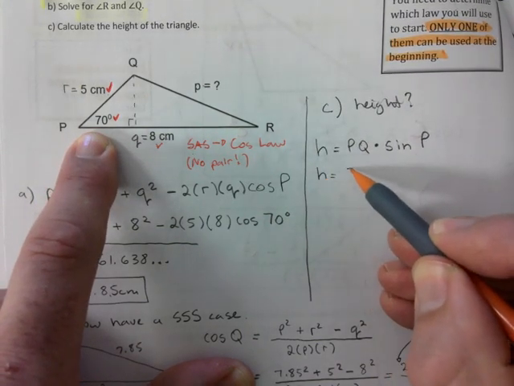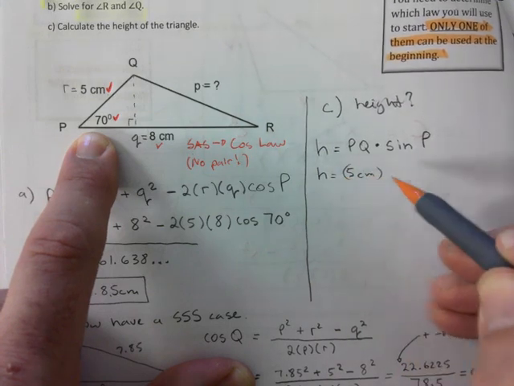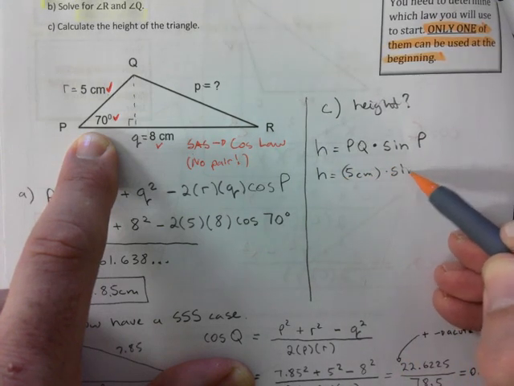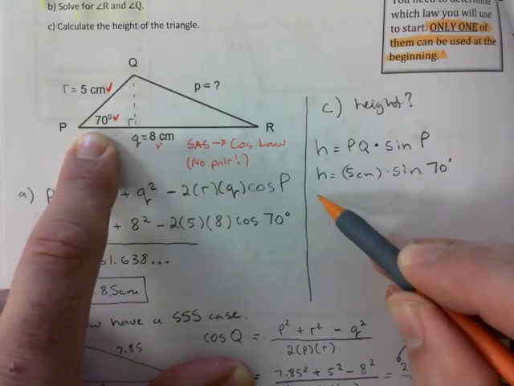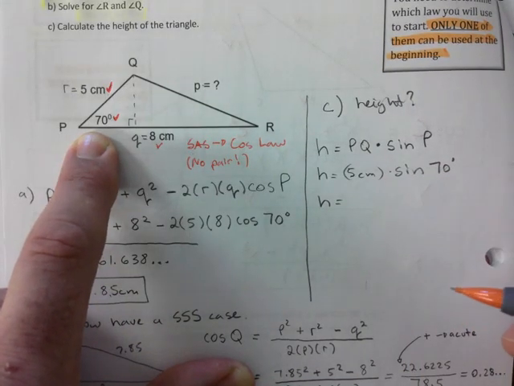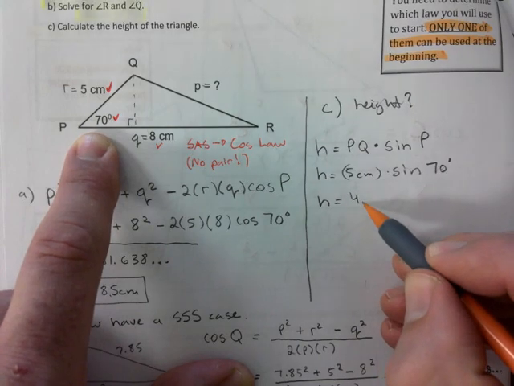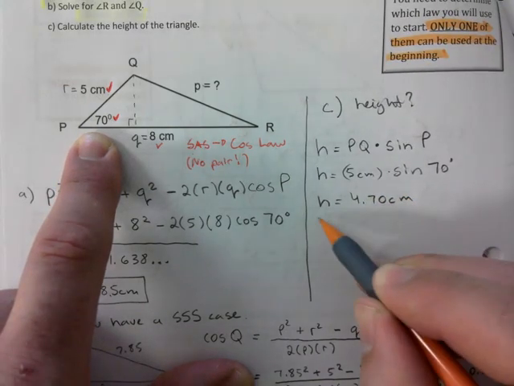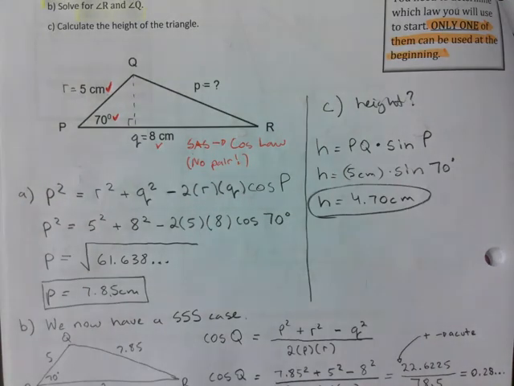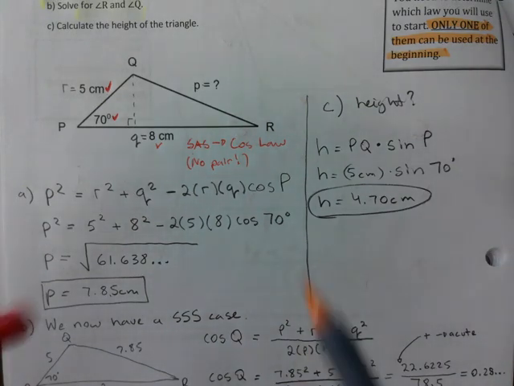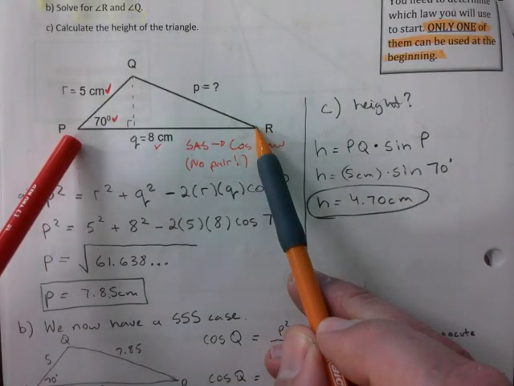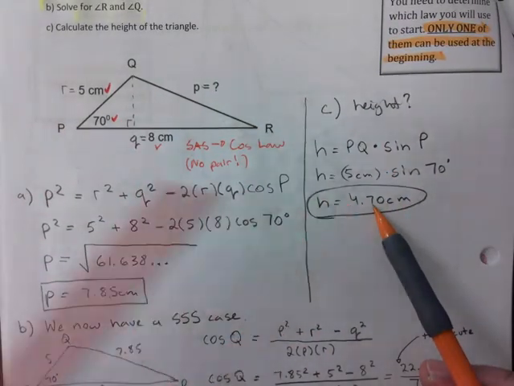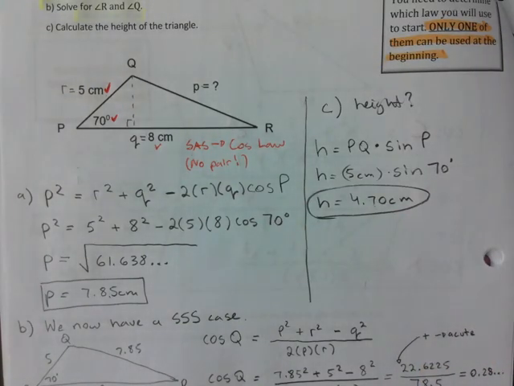So we go 5 centimeters times sine of 70. And that is 4.70 centimeters. So just like that, you found the height of this triangle as well. What's the area of this triangle? The base, which is 8, times height divided by 2, right? So I could ask that as well.